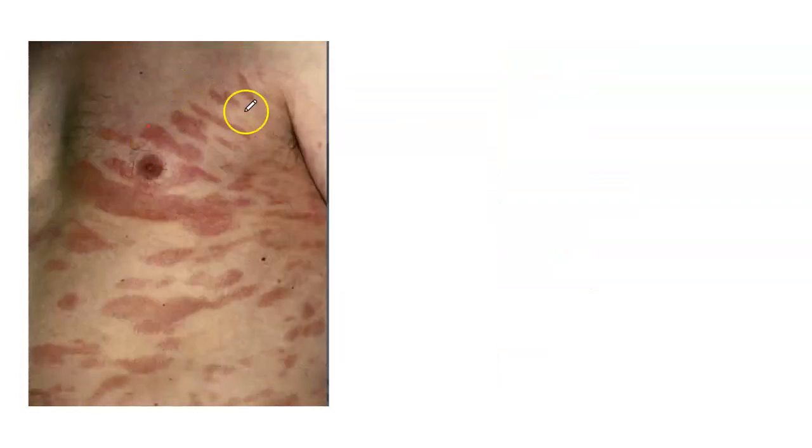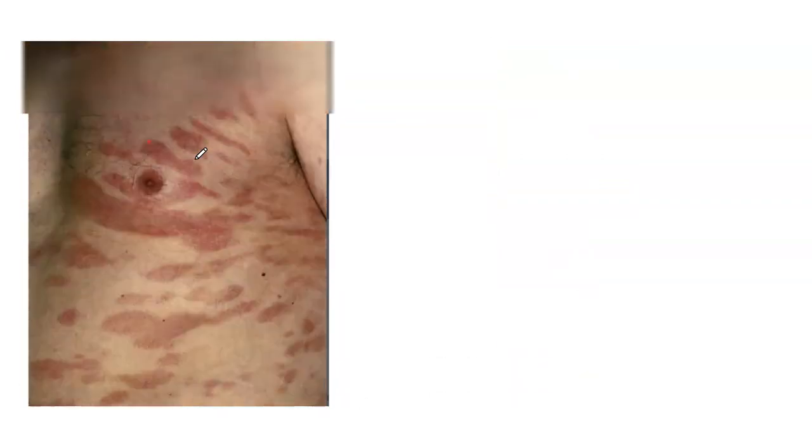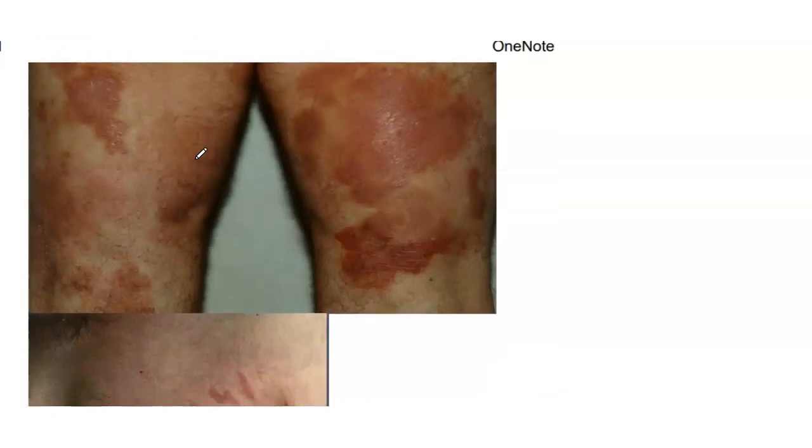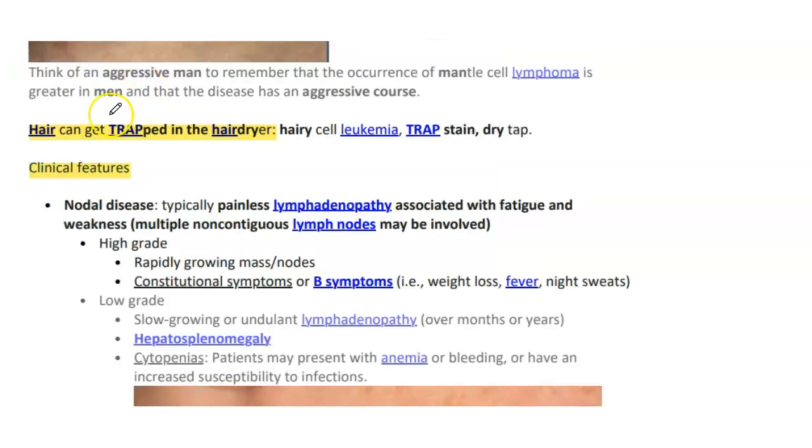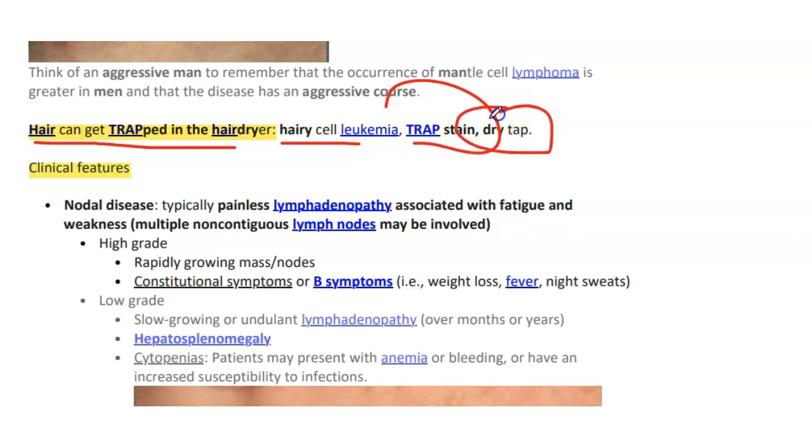Now this is the appearance of cutaneous T cell lymphoma. And this is the appearance of mycosis fungoides, which are multiple, partially confluent, sharply demarcated erythematous scaling plaques. For hairy cell leukemia, you can remember hair can get trapped in the hair dryer. So hairy cell leukemia is TRAP positive and there will be a dry tap.